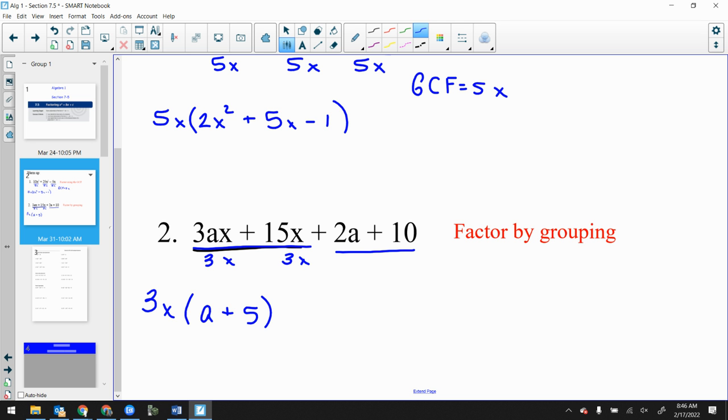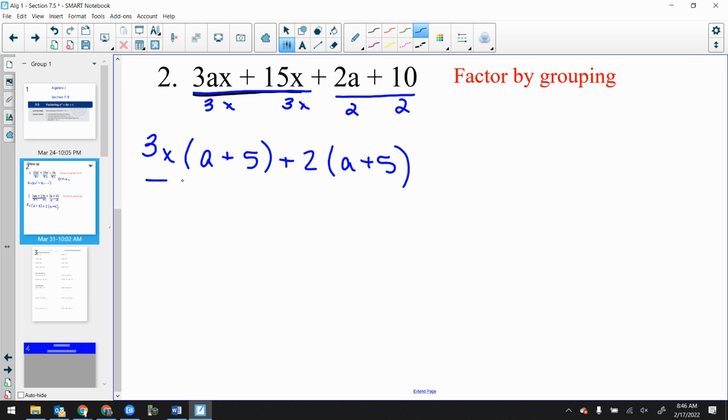What's my GCF out of my second set? Noah? 2. Positive 2. So that gives me an a plus 5. There we go. Take a look at that. What's unique about that? It's got that same common binomial, right? So that comes out. And then what's in my second binomial? 3x plus 2. Good. Basically my leftovers, right? The 3x and then the 2.